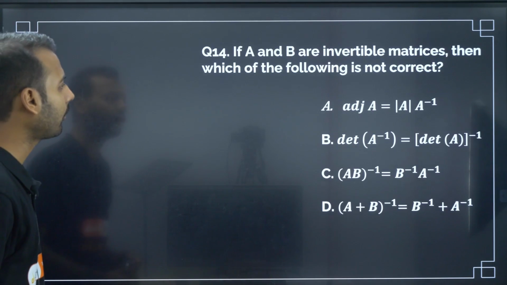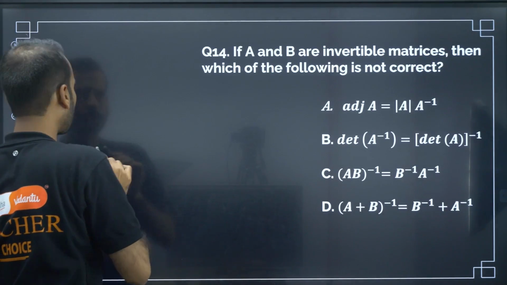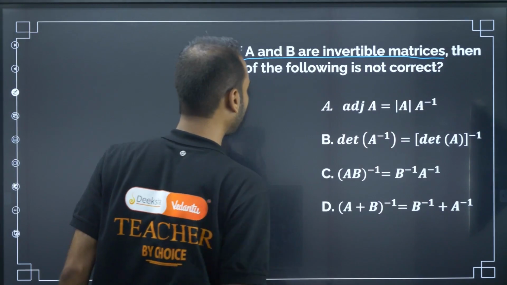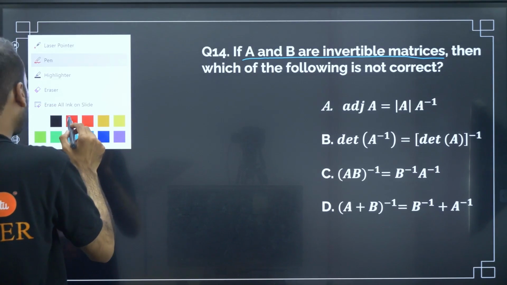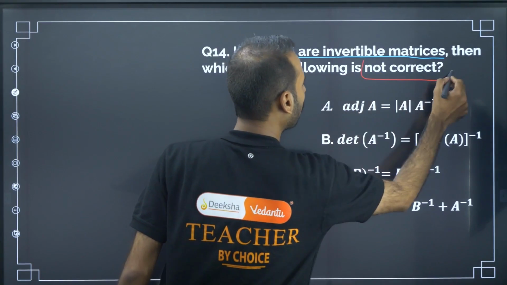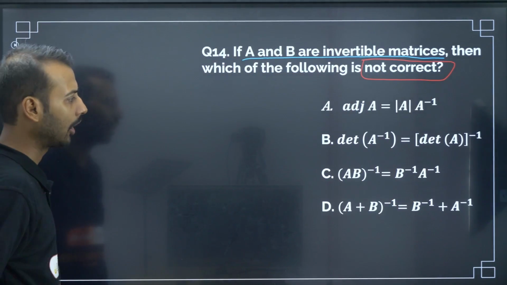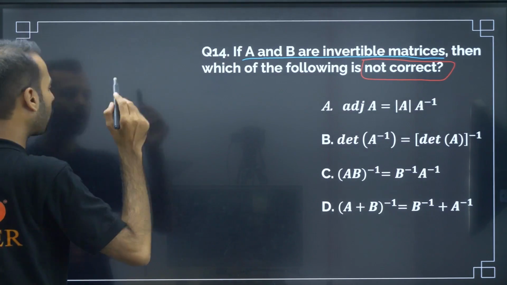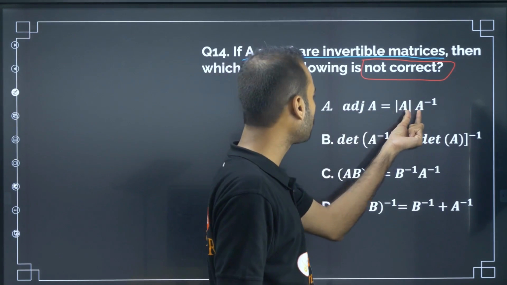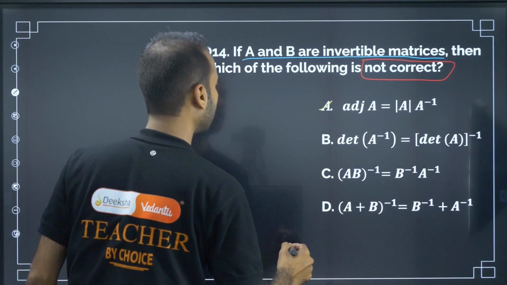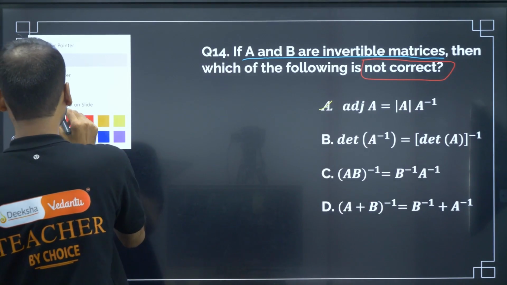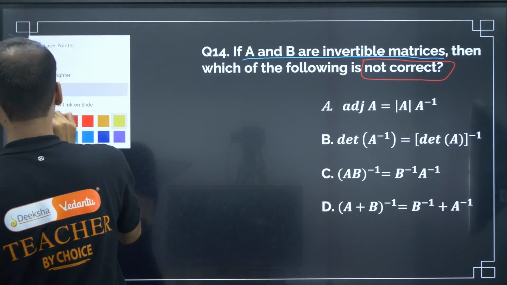If A and B are invertible matrices, which of the following is not correct? What are they asking? They don't want correct, they want not correct. So if I go through the first option, adjoint of A is A inverse, yes, it is correct. But they are asking not correct.